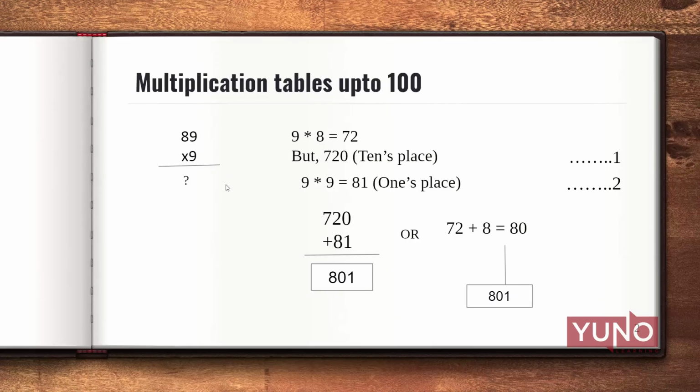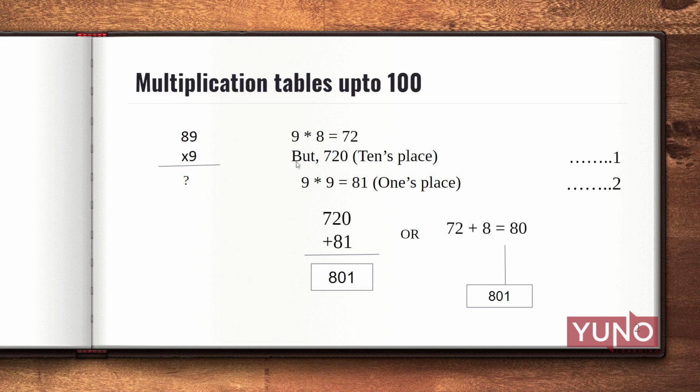Now let's see an example of multiplication tables up to 100 where we need to multiply 89 with 9. Now the first step is to multiply 9 and 8 together, which gives us 72. Now this 72 is not actually just 72. It's 720 because 8 here is at tens place. So it becomes 720. Now 9 multiplied by 9 is 81. This remains same because 9 is at ones place.